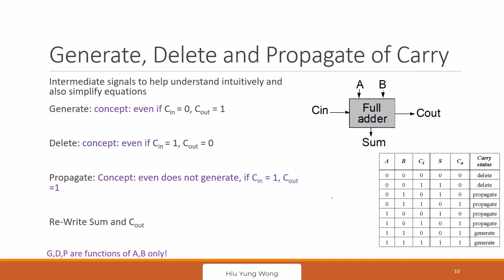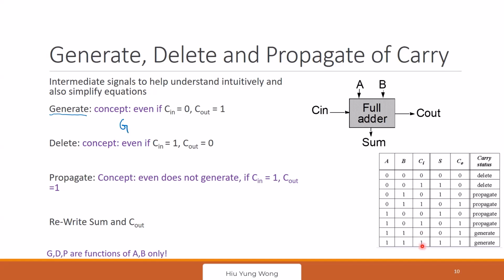So I want to create some symbols. For example, generate. This is just logic. I give it the symbol G. Its concept is that even if the input is 0, I still have output. If the C in is 0 and C out is 1, what does it mean? It means the adder, the A and B, generates a carry out. That's why it's called generate.